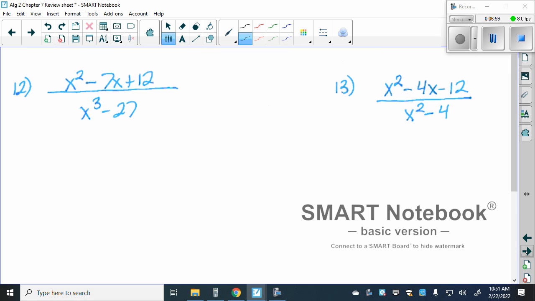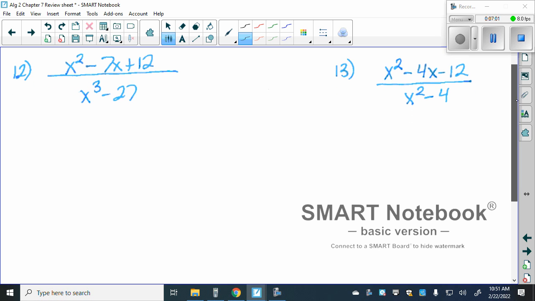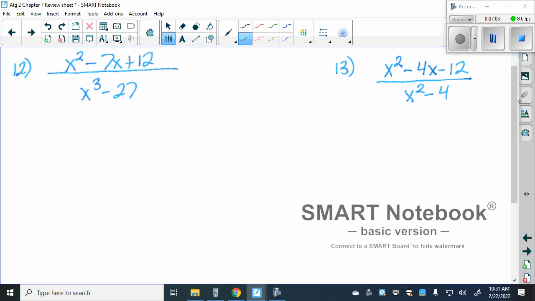All right, I'm not going to look at 11 or 12 here, mainly because I'm not going to make y'all do cubics or factoring by grouping on the test. But it would be helpful to look at 13. Now 13, we're going to have to factor the numerator and the denominator.